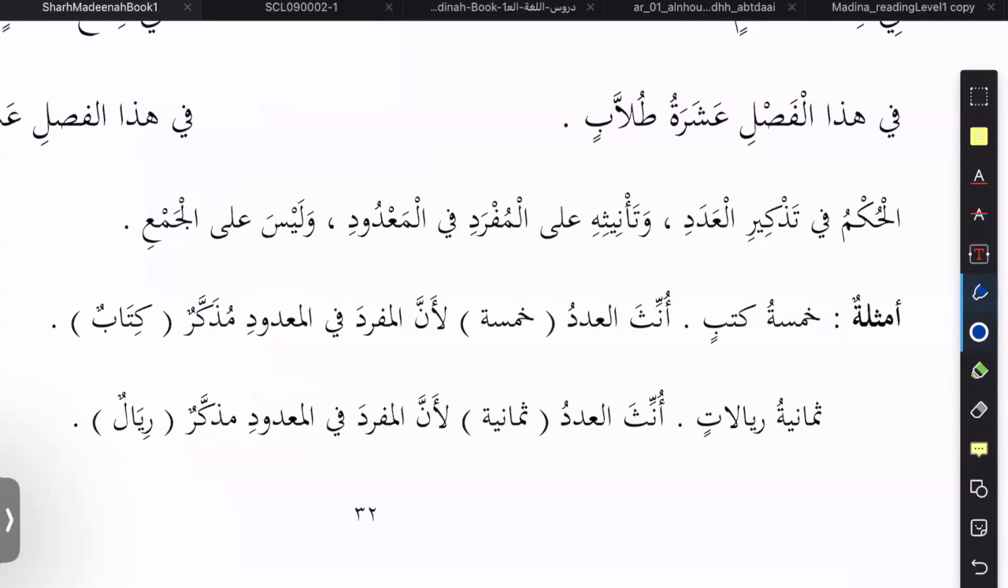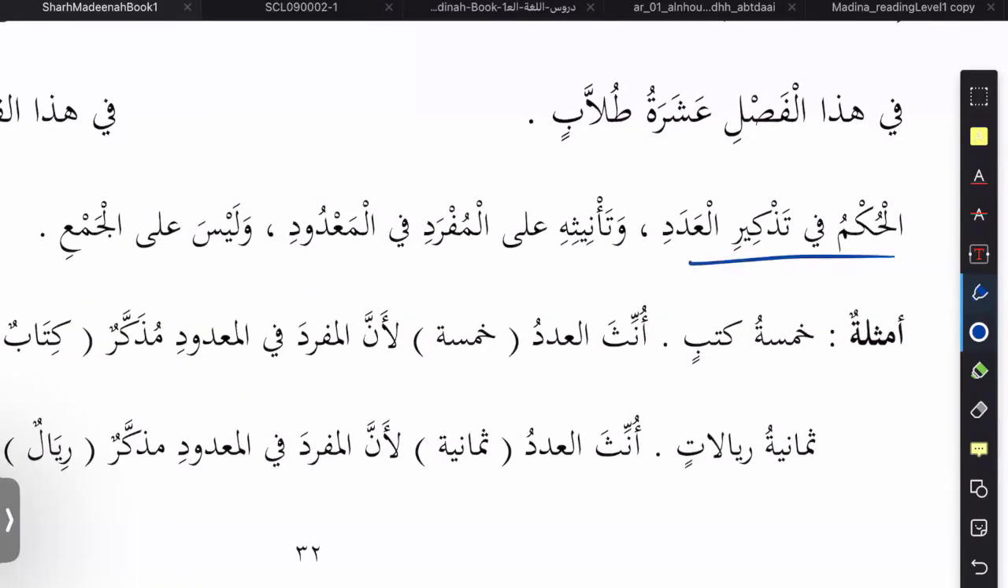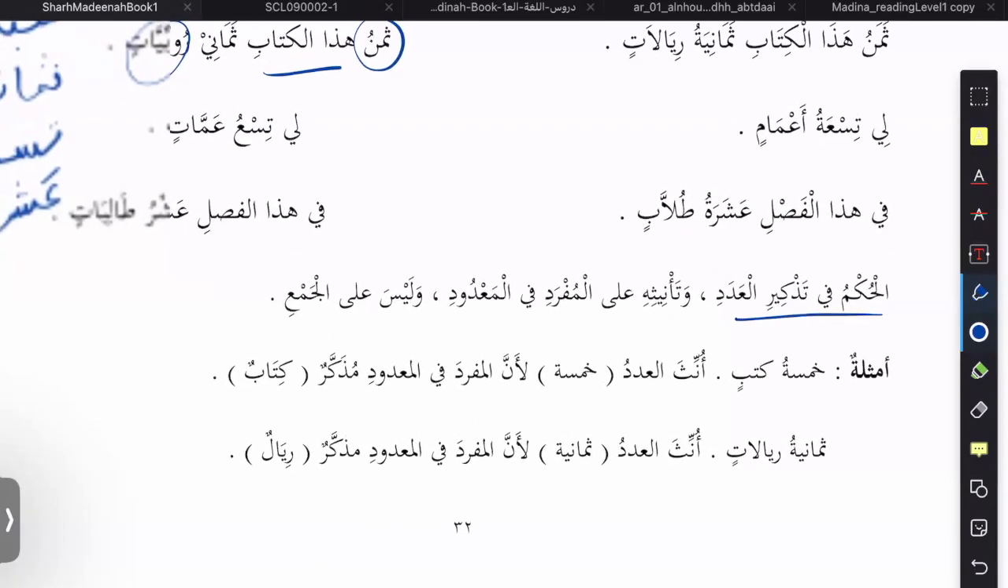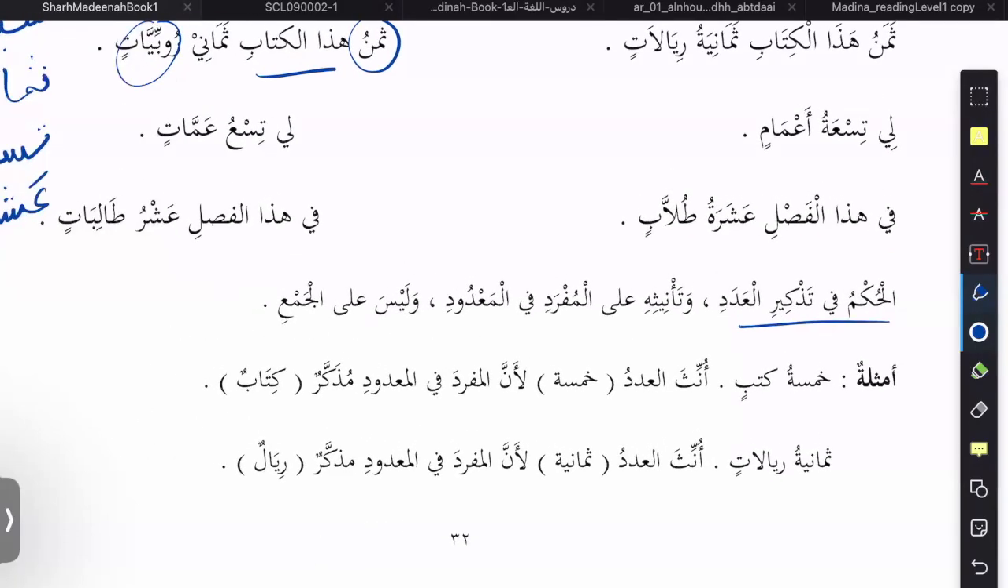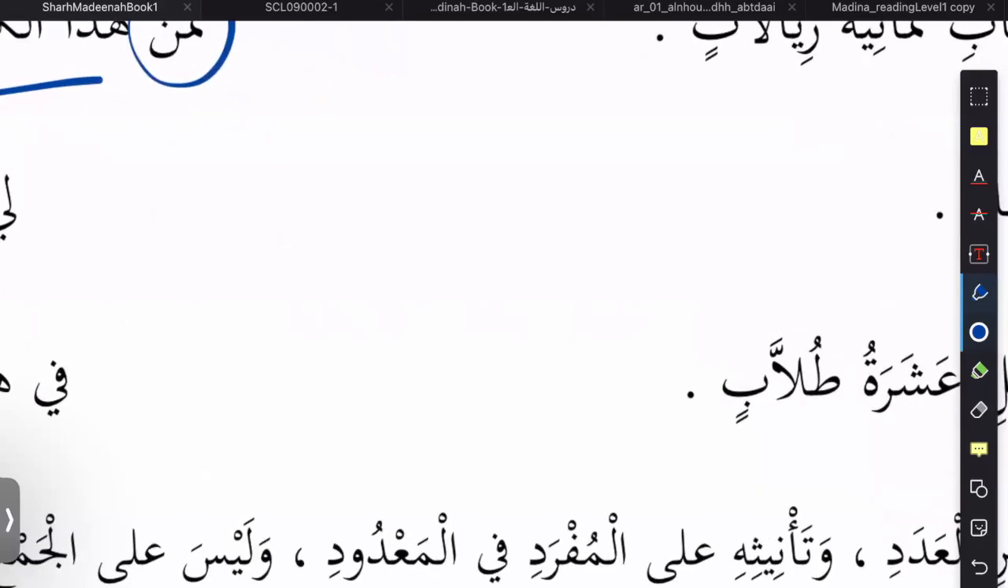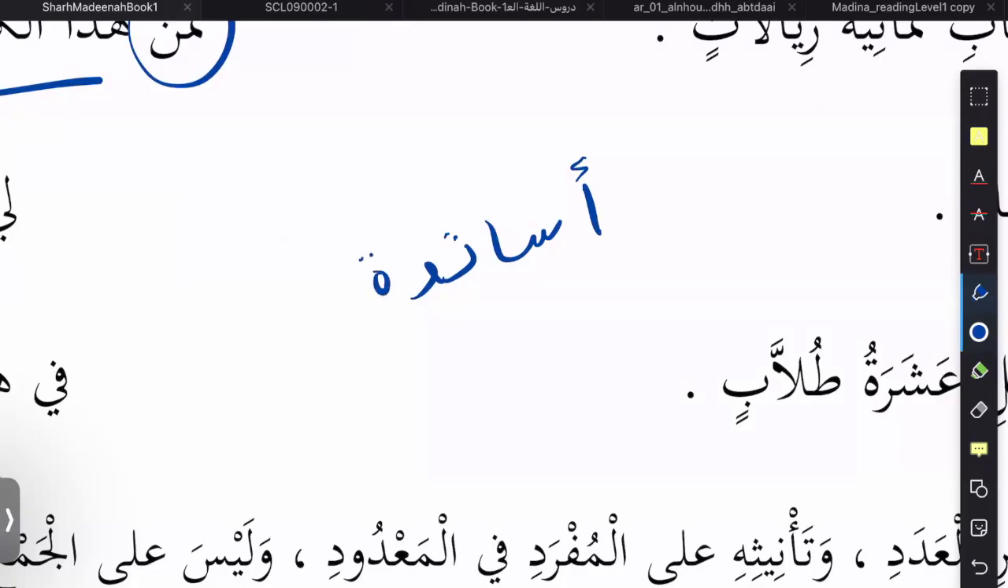الحكم في تذكير العدد وتأنيثه على المفرد في المعدود وليس على الجمع. So the ruling, and this is a very important point, about whether it should be the opposite of the gender, you take from the singular of that word, not from the plural. Why is he saying this? Asatidha. This word, asatidha. What does it mean? You heard this word before. It is the plural for teachers.